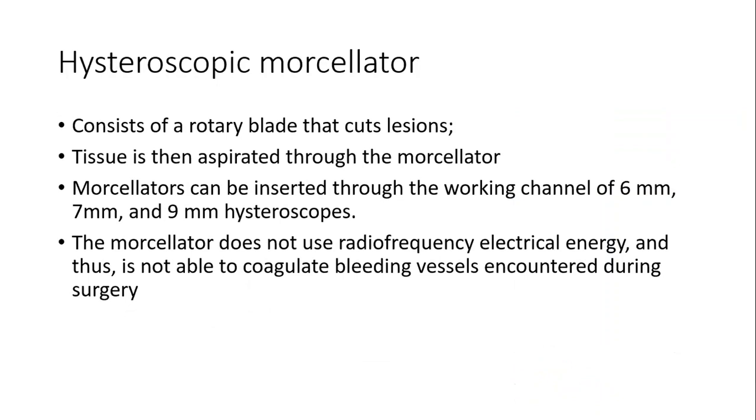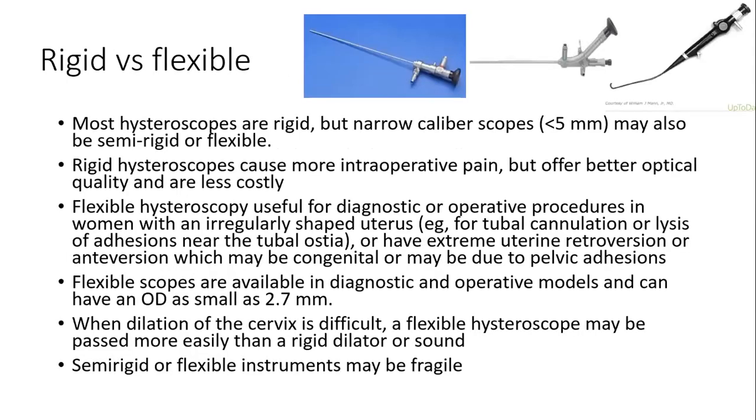Then morcellators use a rotary blade to cut the lesions, and the tissue is then aspirated through the morcellator itself. They work on a 6, 7, or 9 millimeter scope, and they can be inserted through the working channel. The morcellator does not use radio frequency energy, and so they do not coagulate any bleeding vessels that may be encountered during surgery.